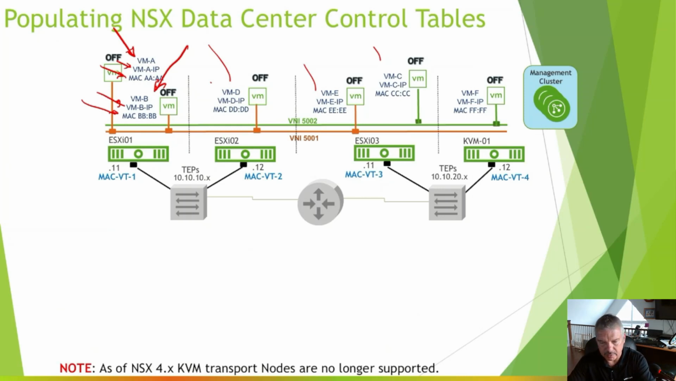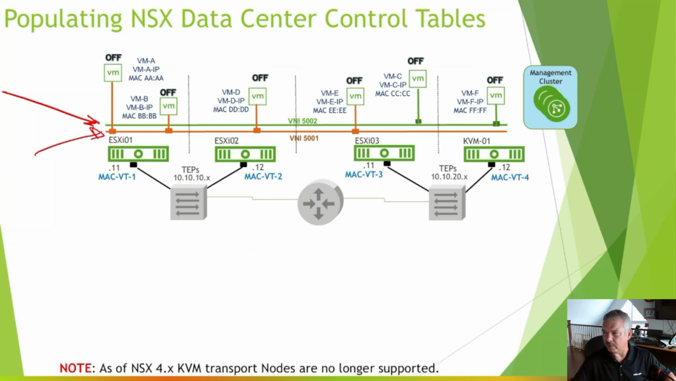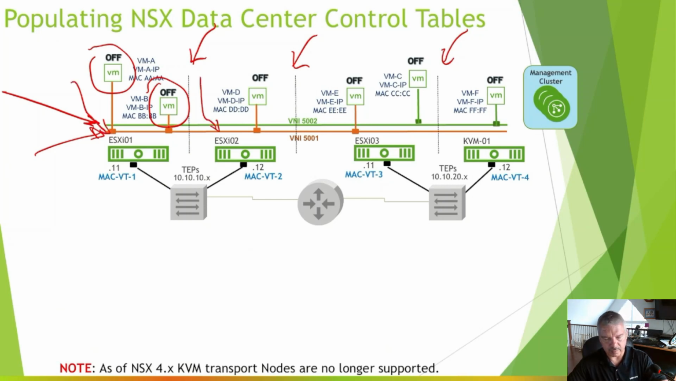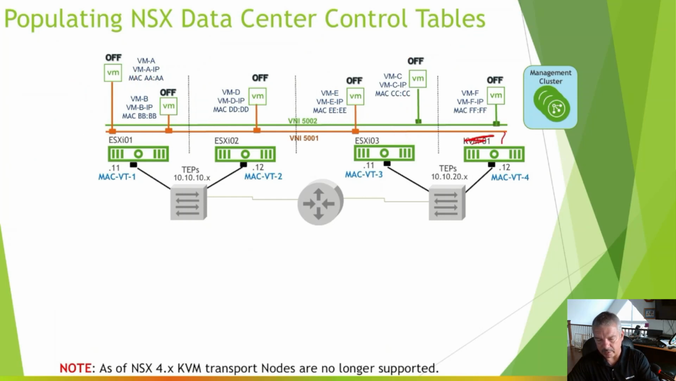What else did I want to point out here? You'll see I got 2 segments. I got my green segment, which is VNI 5002, and I got a red segment, which is VNI 5001. Technically, I really don't care what the VNIs are as long as they're different for each segment. Last thing I want to point out, you'll see the dotted lines here. This is just to illustrate what host the VMs are running on. So VMs A and B will run on host 1, VMD on host 2, VME over here, VMC over here, and VMF over here. And like I mentioned before, KVM is no longer supported in 4.0, so I could just say ESX04 if I wanted to, for those of you out there that are familiar with this.